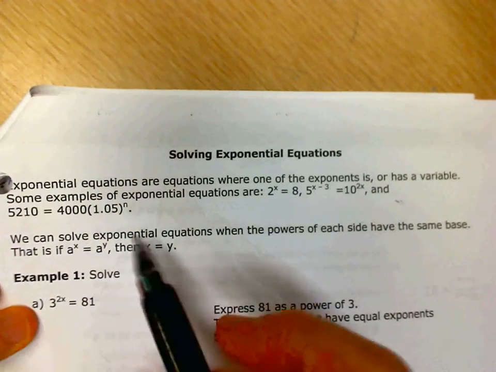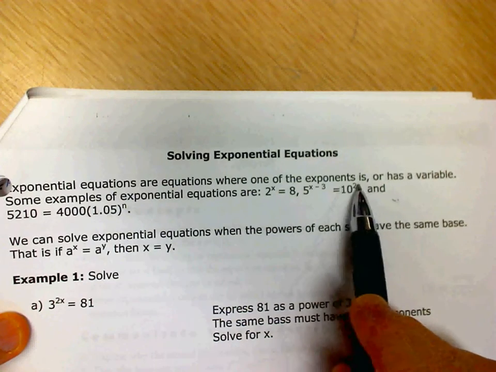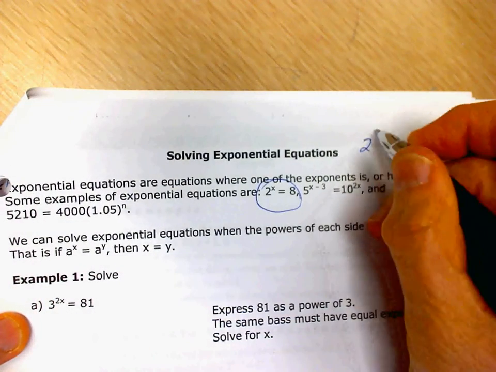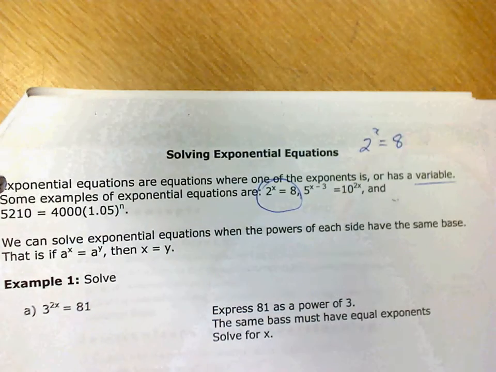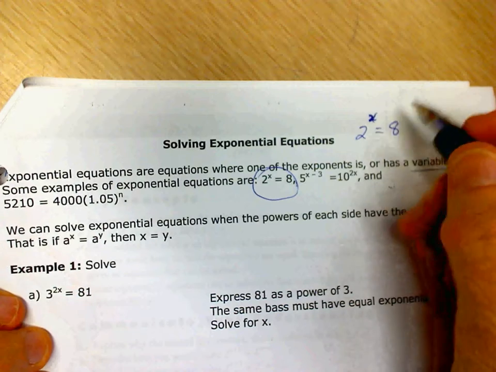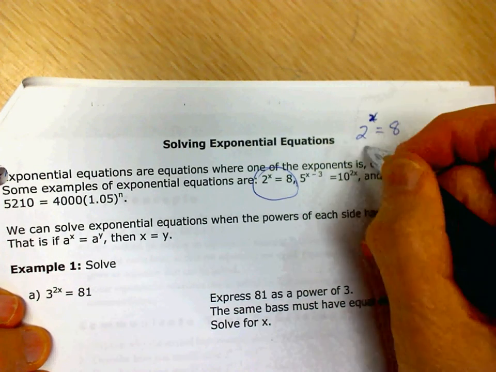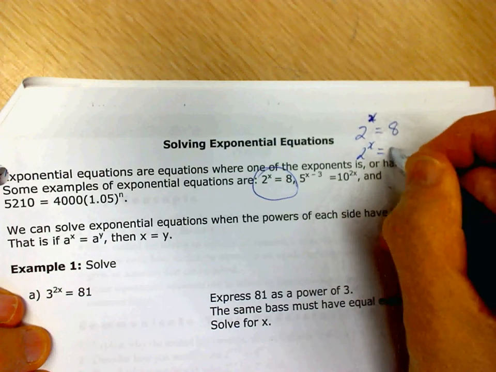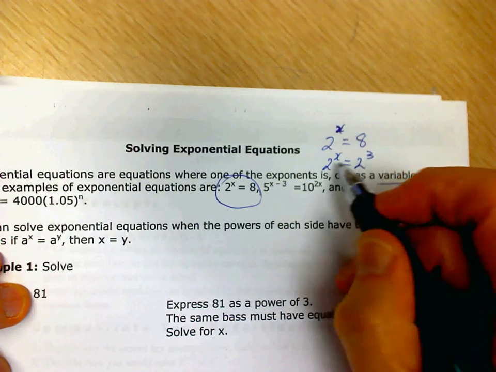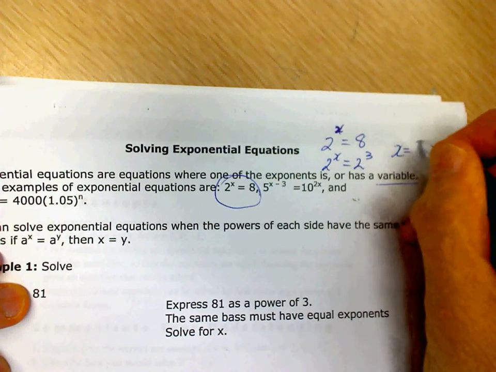Okay, so exponential equations are equations where one of the exponents is or has a variable. So here's a nice little example. We have 2 to the x equals 8. And you might think, well, this is a nice simple example. What exponent does 2 need to get 8? 3, right? So we would go like this. 2 to the x equals 2 to the 3, right? So if the bases are equal, then we know the exponents must be equal, and we know x equals 3.